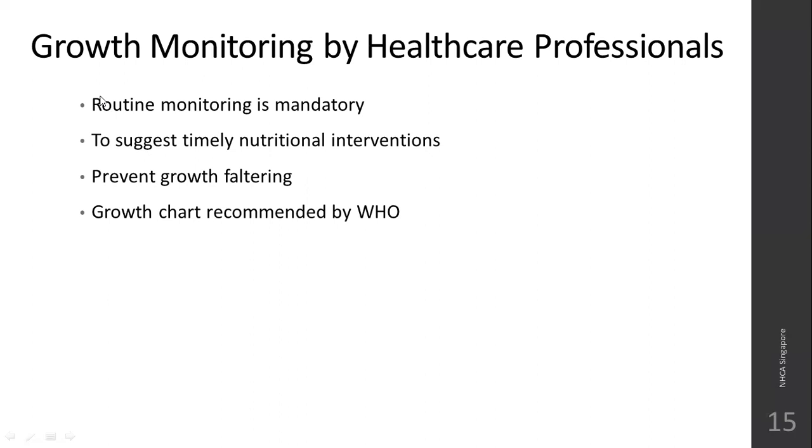Okay, and also to prevent growth faltering. When the child was born healthy and infancy was also healthy, but when the child went into childhood, preschool age or school age, the child becomes malnourished and growth faltering begins. It means the child is falling down the road to health map. So to prevent that also, we have to focus on growth monitoring.